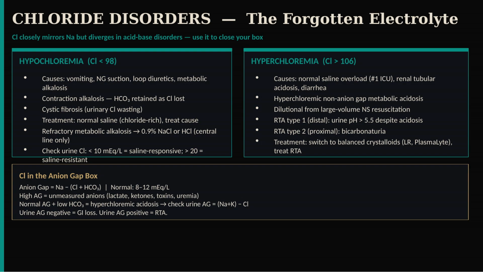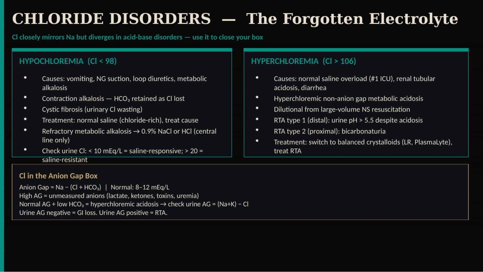Chloride mirrors sodium most of the time, but in acid-base disorders, it splits off. And that split is the whole point. Start with low chloride, under 98. Causes: vomiting, NG suction, loop diuretics, metabolic alkalosis. The mechanism worth knowing is contraction alkalosis. As you lose chloride, the kidney retains bicarbonate to keep the anions balanced, and the patient turns alkalotic. There's also cystic fibrosis with its urinary chloride wasting.